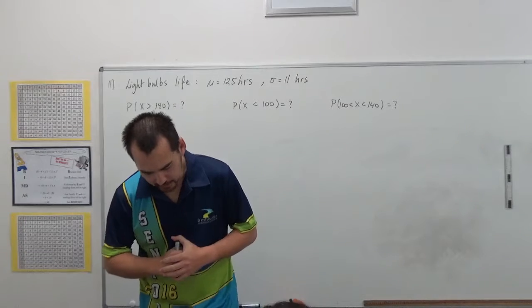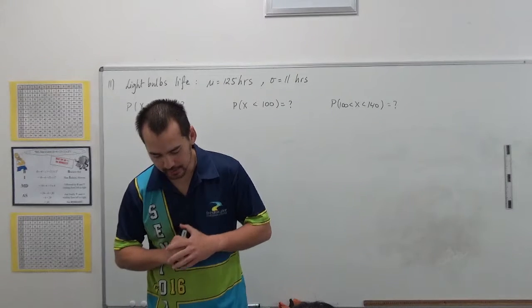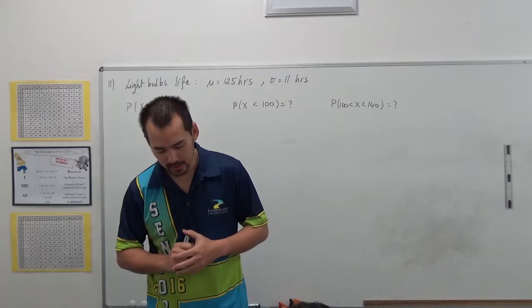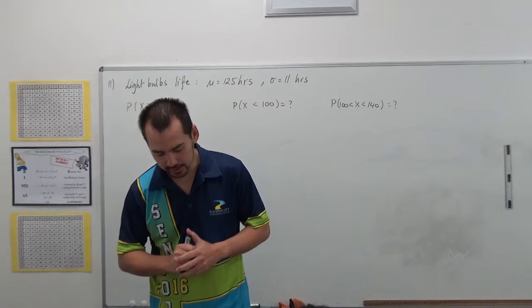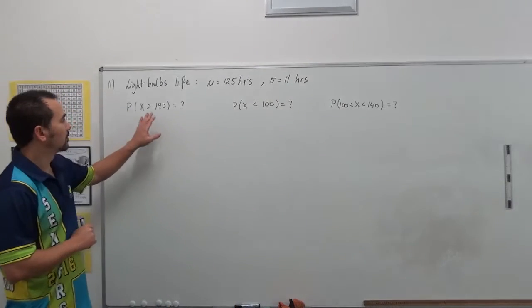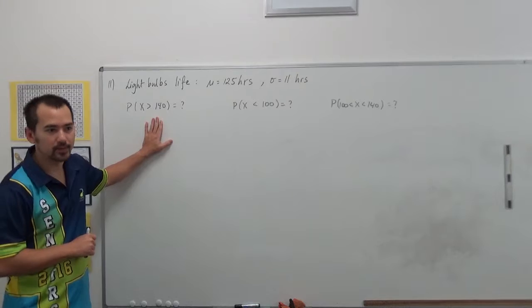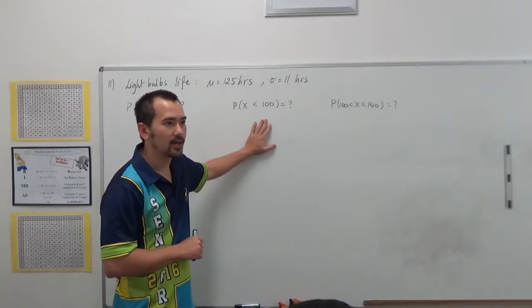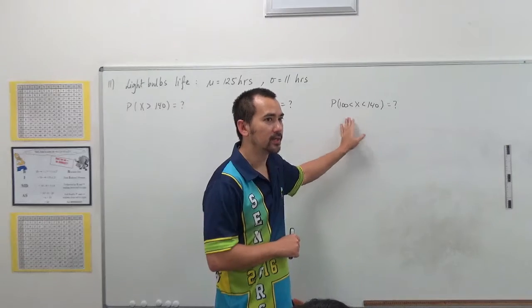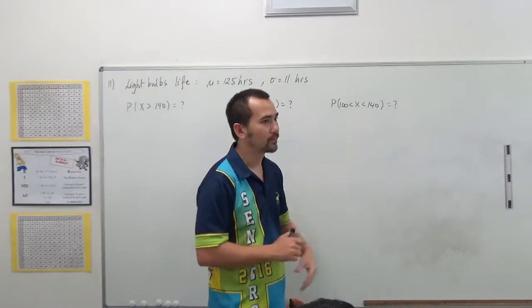So, question 11. Light bulbs have a mean life of 125 hours and a standard deviation of 11 hours. We're going to find the probability that a randomly selected light bulb lasts more than 140 hours, less than 100 hours, and then the probability that lies between 100 and 140.